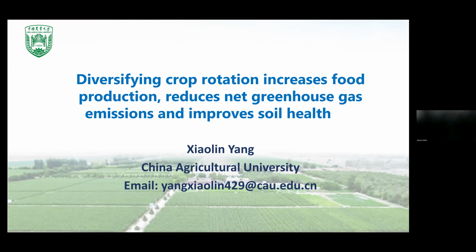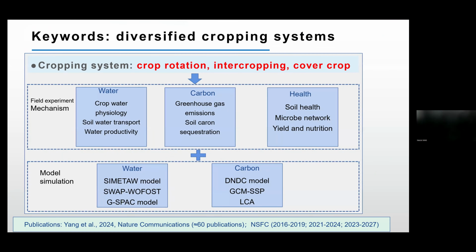So my topic is about diversifying crop rotation to increase crop production, reduce net greenhouse gas emissions, and improve soil health. It's a lot of keywords here. I'm Xiaolin Yang from China Agricultural University. Let me give you a very brief introduction about me.